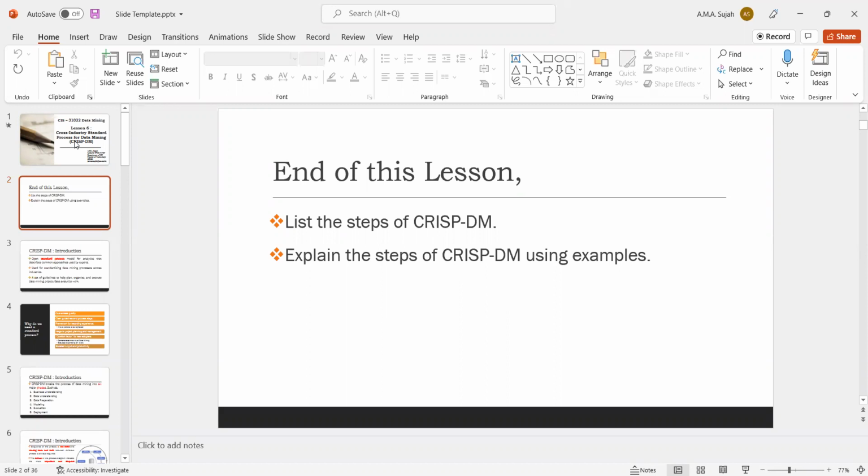Also, I remind you, at the end of the session, I will give you an assignment. You need to submit a document that briefly explains the cross-industry standard process for data mining through some case studies. Each and every one of you should use a different case study to explain the steps of this process. Just remember, try to understand what we are discussing. Then only you can complete that assignment as well.